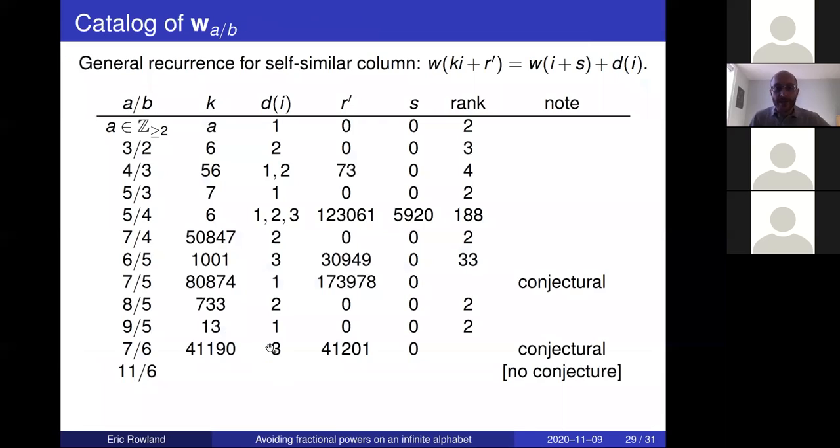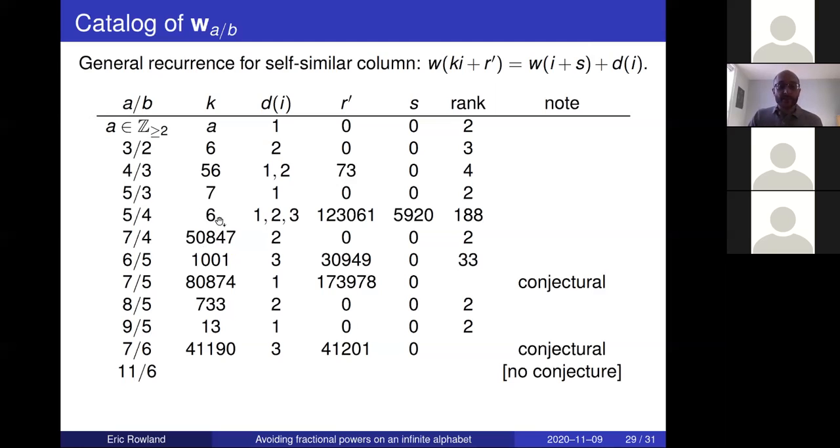And just to show you how that compares with other sequences, here's a table of the first few rational numbers sorted by their denominator. These are rational numbers between 1 and 2. And k is the value of k for which the sequence WA/B is k-regular. So we saw several of these sequences earlier on in the talk. Some of them are very complicated, right? The 7/4 has k equals 50,847.